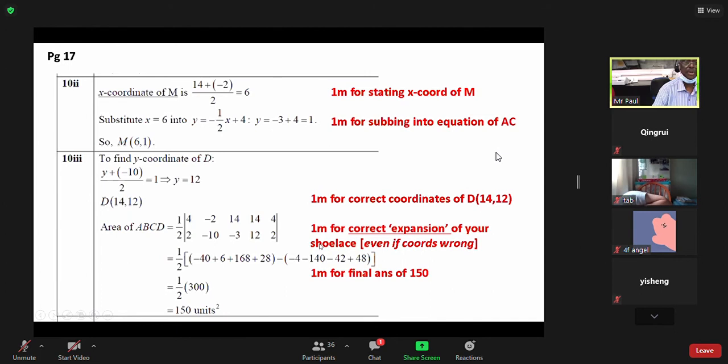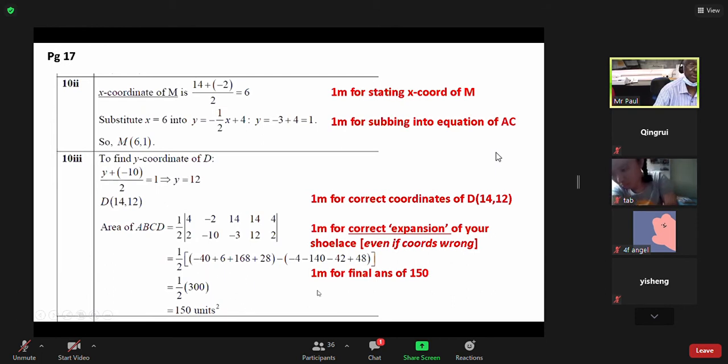Okay, then this one. Okay, this one, I think you need to find the coordinates of D. Then okay, lah. This one, some of you forgot to put the half here. Okay. Hopefully no problem with this question.